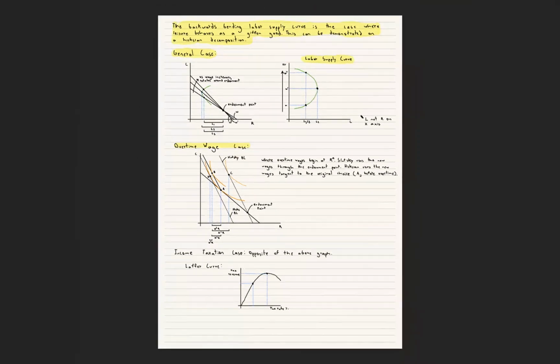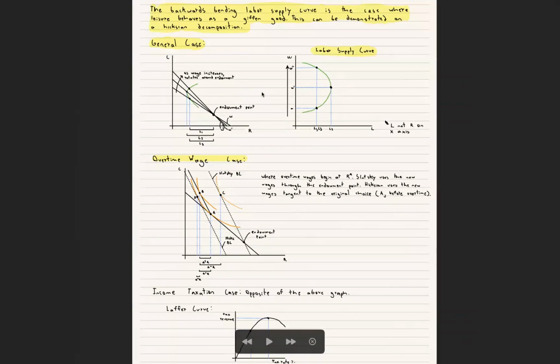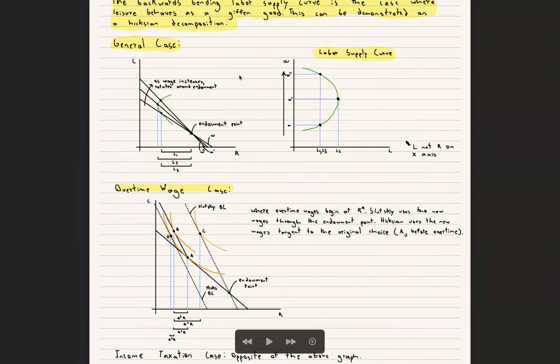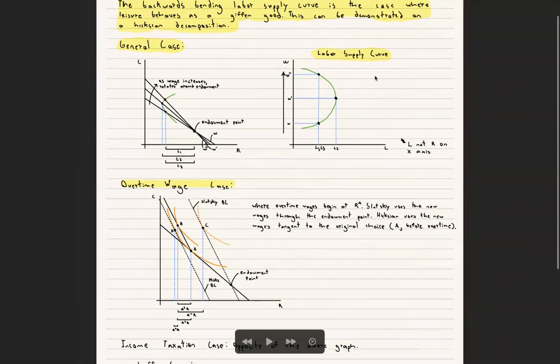We can also evaluate the backwards bending labor supply curve in the case where leisure behaves as a given good, and this can be demonstrated via a Hicksian composition. So we have the general case right here. As wage increases, we see rotations around the endowment. And then over here with the labor supply curve, again, it's a given good.